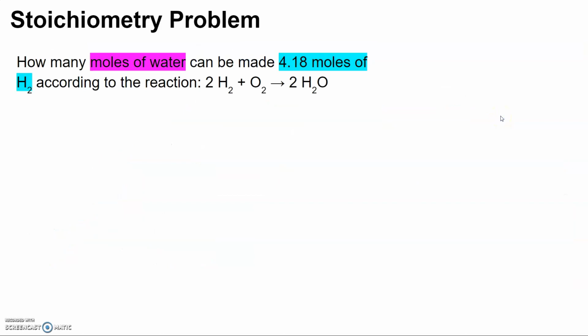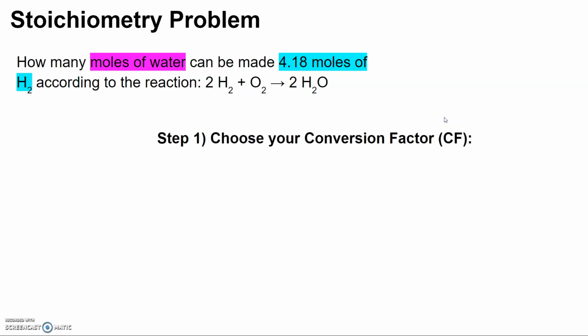Okay, let's look at this problem. How many moles of water can be made from 4.18 moles of H2 according to the reaction? All right, so we're choosing our conversion factor. Our process is always the same. We're going to read the problem, identify our given and find. We're given 4.18 moles of H2, and we're asked to find moles of water. So in this example, we're going from moles of H2 to moles of water.